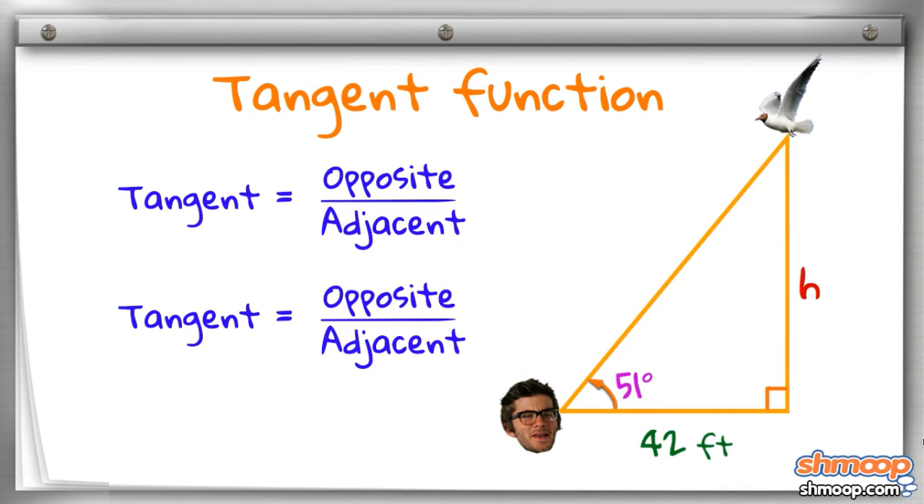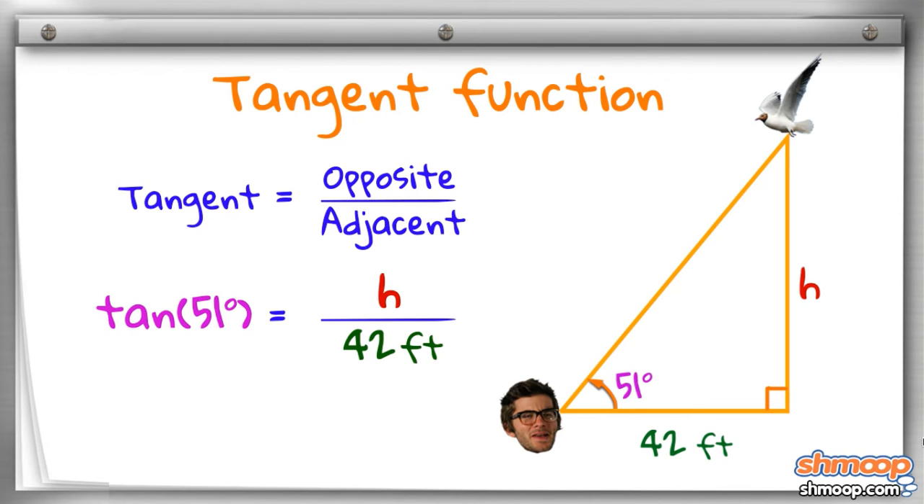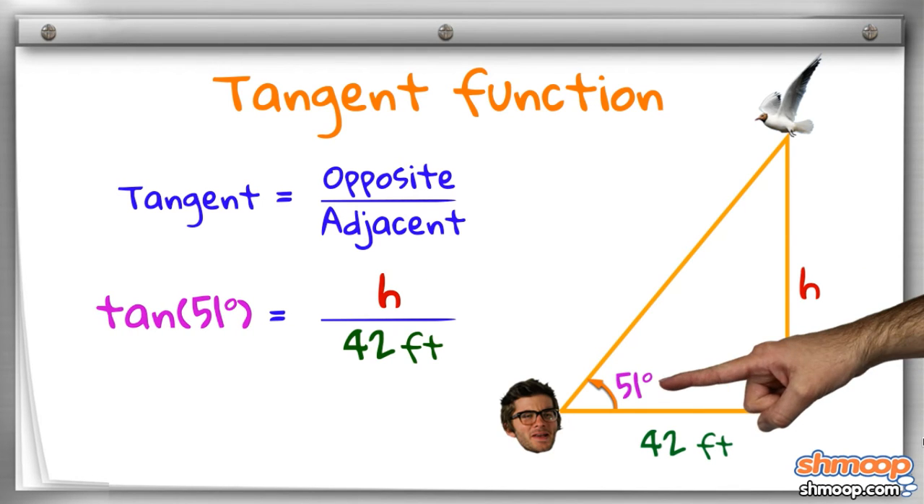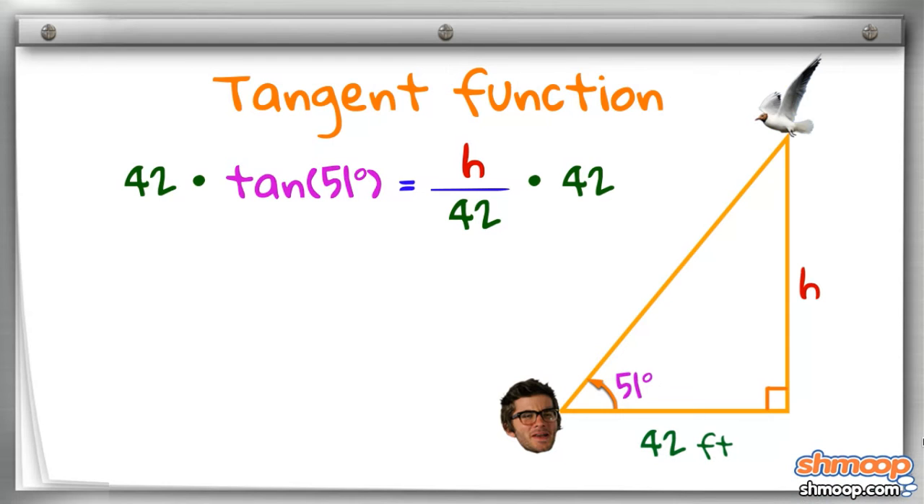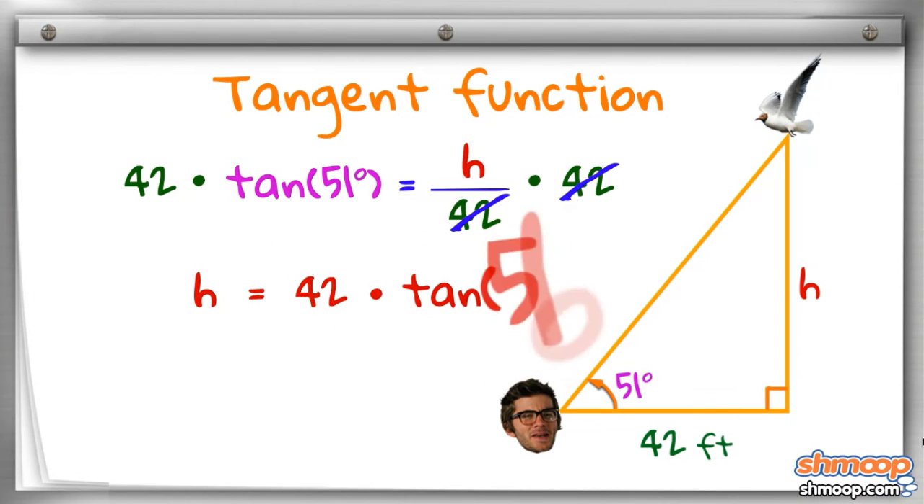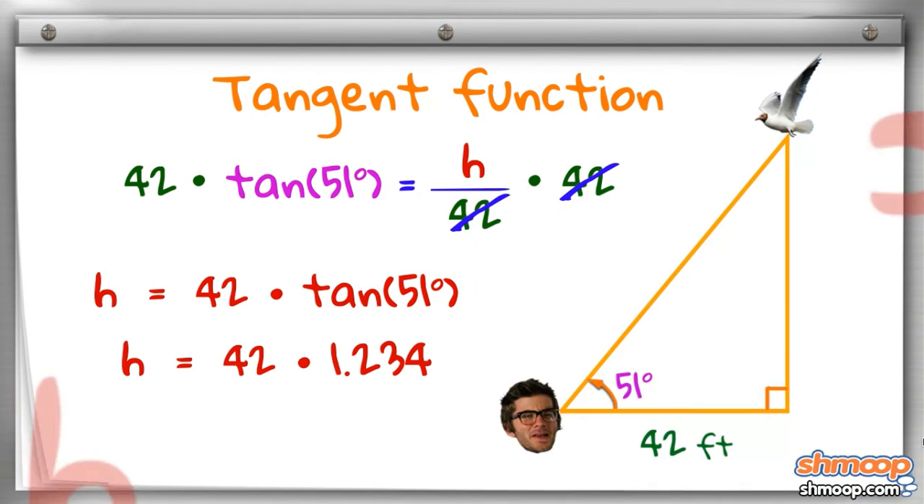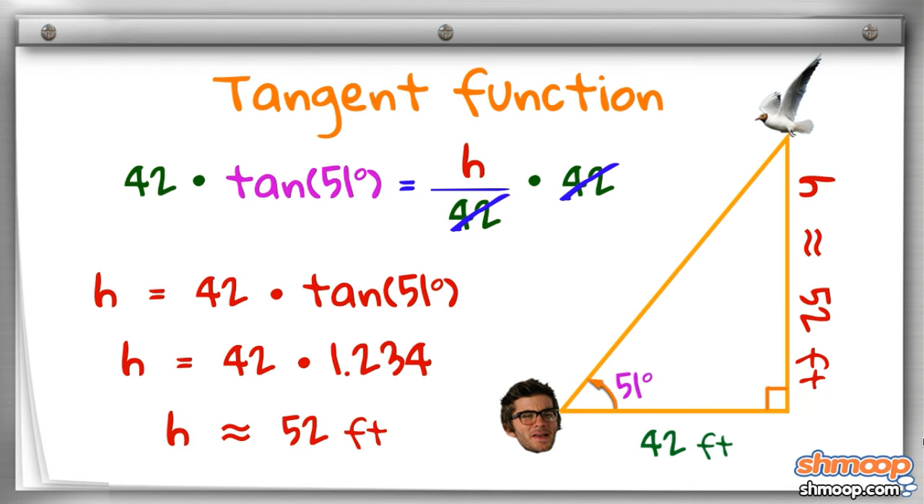So using what we know, we can plug in the value of 51 degrees for the angle and 42 as the adjacent side. We can plug in h as the opposite side because it is opposite the angle. To isolate h, we can multiply 42 to both sides to get h equals 42 times the tangent of 51 degrees. We get that the height equals about 52 feet.